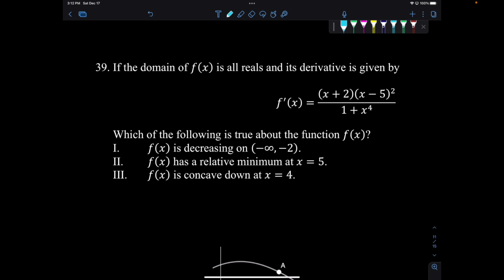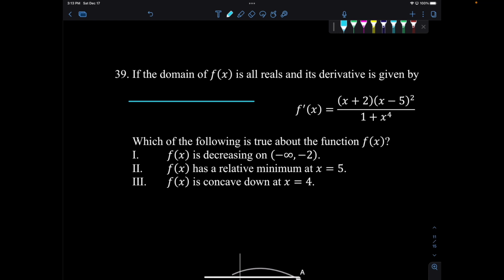So first I'm going to do a sign chart for f prime. On this, we're going to put -2 because that's a 0 in the numerator, 5 because it's a 0 in the numerator, and there are no real zeros at the denominator, so we're good. Now we've got to test regions. So if I plug in -1 billion, I get a negative times a positive over a positive. That's 1 negative. So negatives.